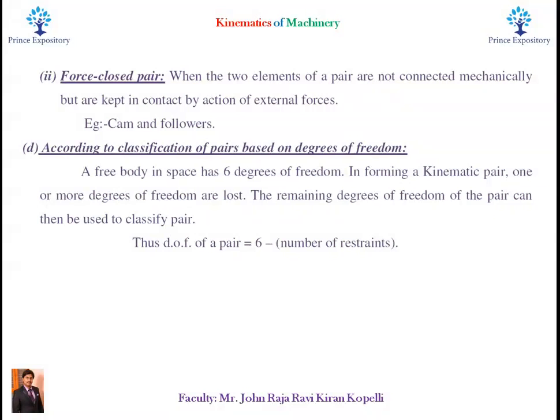According to classification of pairs based on degrees of freedom. A free body in space has 6 degrees of freedom. In forming a kinematic pair, one or more degrees of freedom are lost. The remaining degrees of freedom of the pair can then be used to classify the pair. Thus, degrees of freedom of a pair is equal to 6 minus the number of restraints.